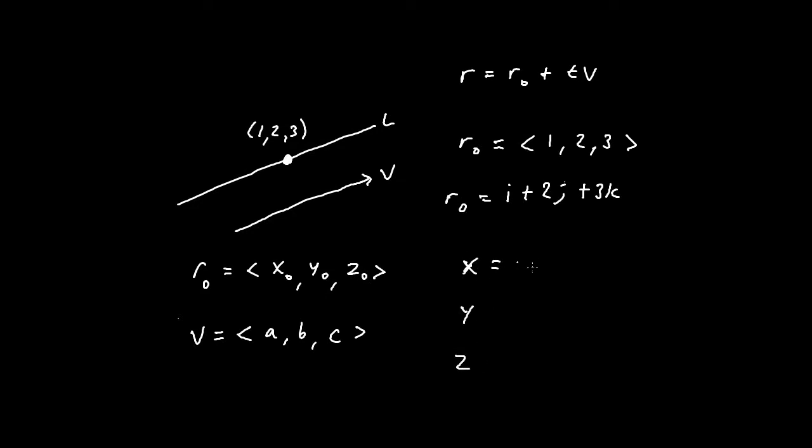So x is simply going to equal x sub naught plus a times t. X sub naught, in this case, is going to be 1 if that intersecting point has the x component of 1. y is going to equal y sub naught plus b times t. And z is going to equal z sub naught plus c times t. Keep in mind that vector equations are usually written in terms of i, j, and k. So that's the way we'll put it in terms of our final answer.